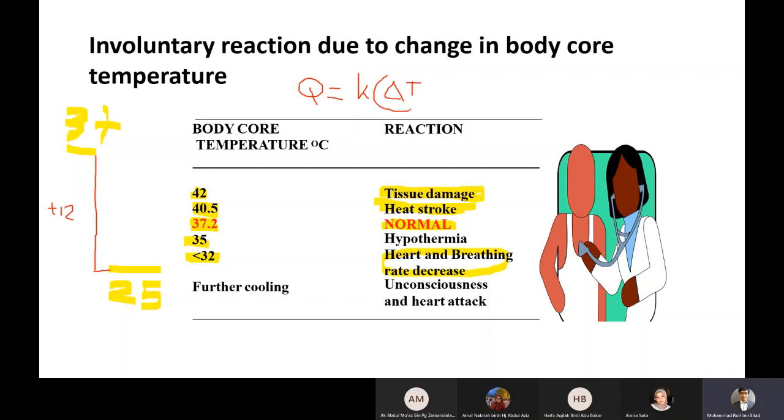So the higher the delta T, the temperature difference, the more heat you will release. This is the reason why. You can try this experiment: play in water in a swimming pool for half an hour, one hour, two hours.